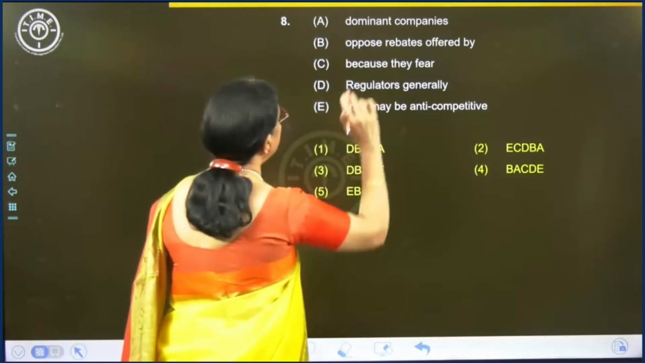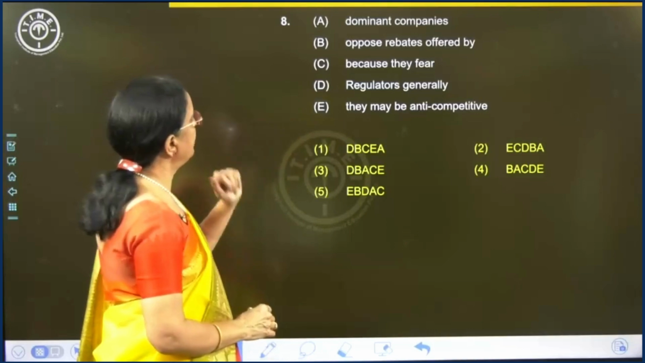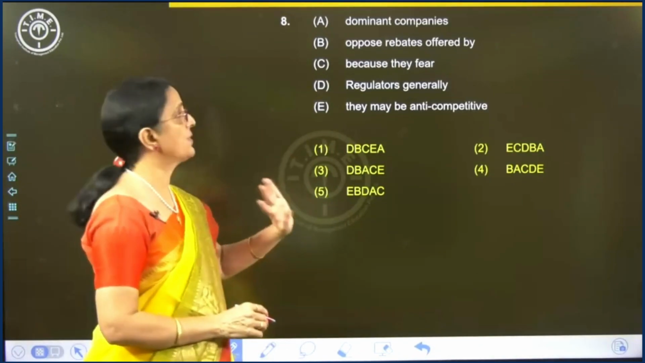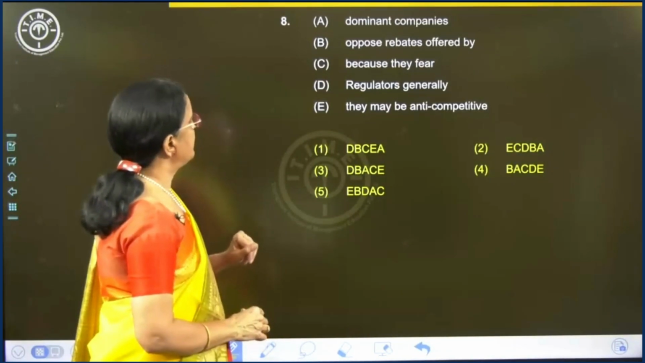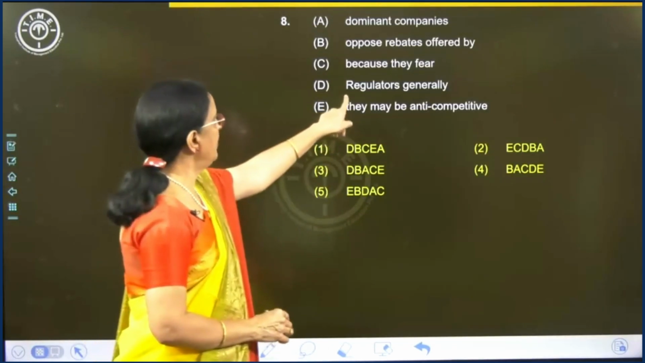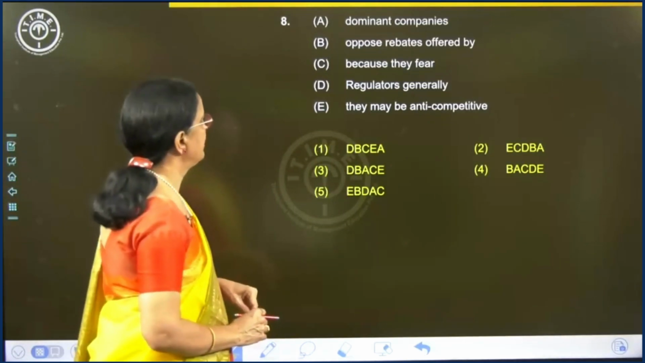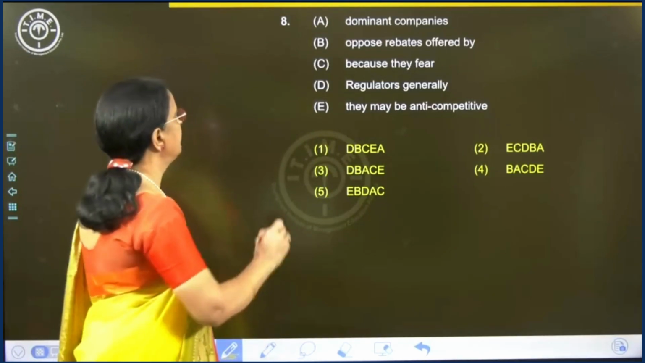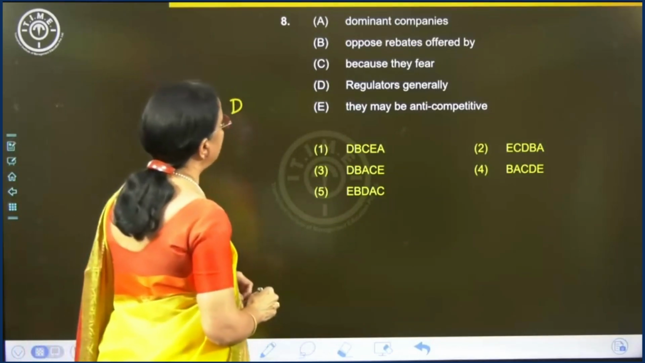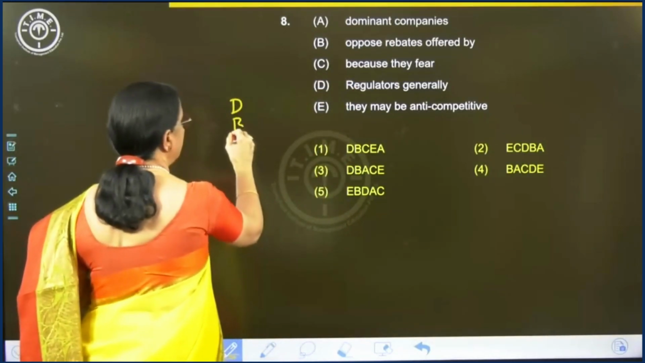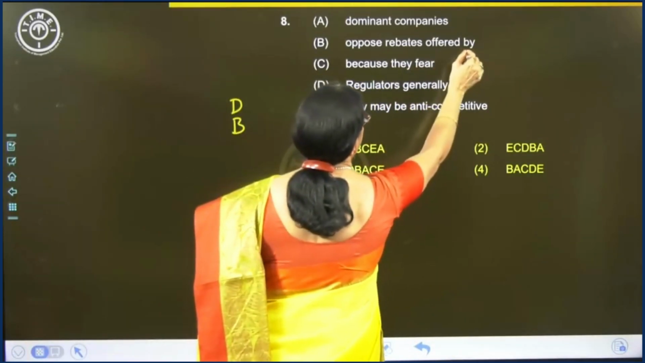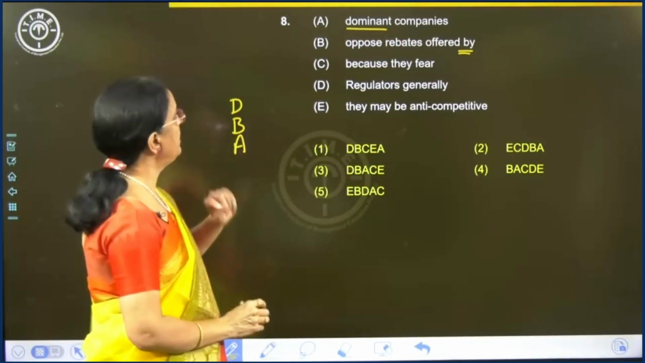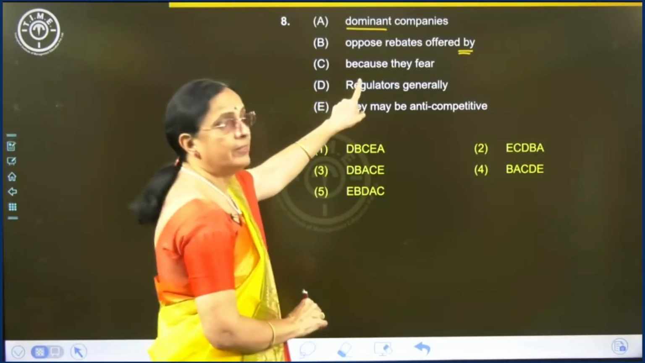Ready. Dominant companies oppose rebates offered by because they feared regulators generally, and so on. No connection. Now, let's read it carefully. There is a clue here. Regulators started with a capital letter. So, let's start there. Regulators generally oppose rebates offered by whom? Offered by dominant companies. Because, what's the reason?